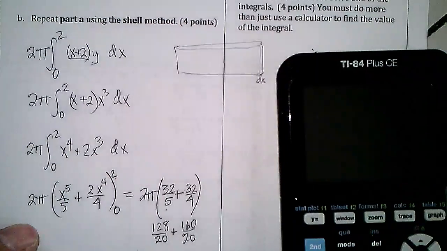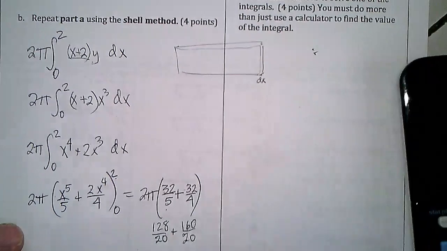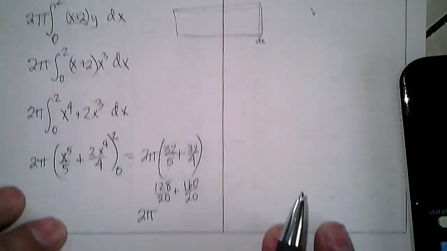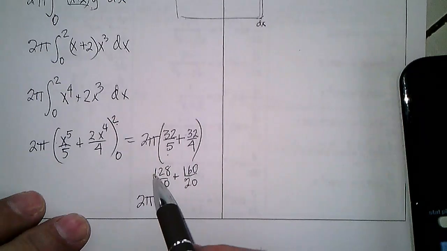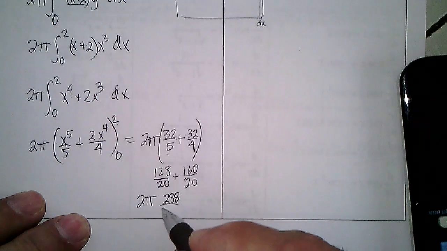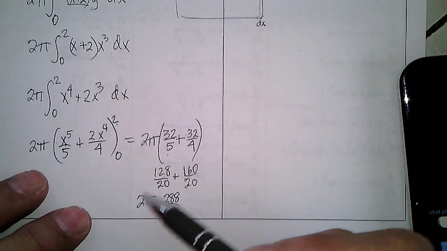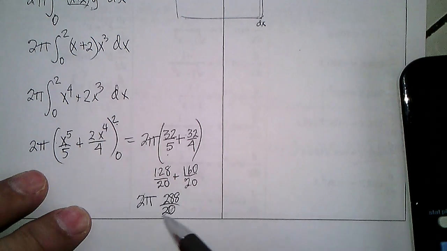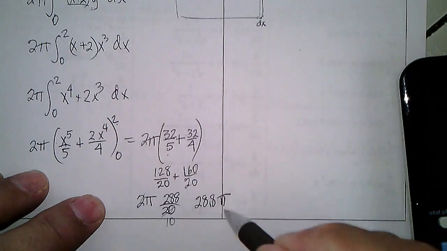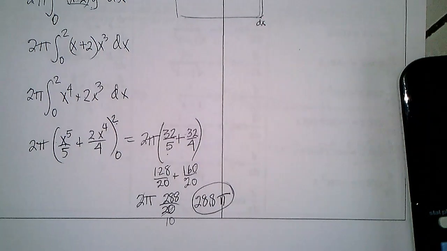Let's see. Multiply by 5. 5 times 2 is 10. Carry it. 5 to 15, 16. Yes. So 2 pi times 288 over 20. And the 2 would reduce this to 10. So I'd get 28.8 pi, or 28 4/5 pi.